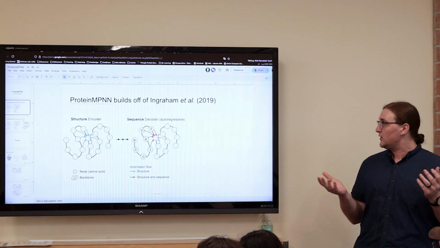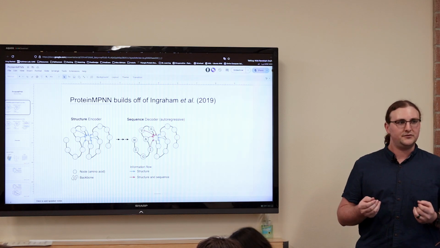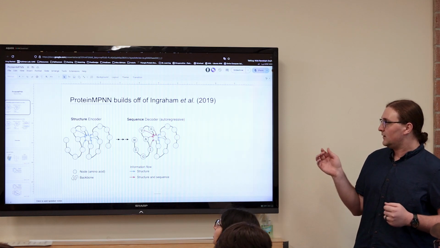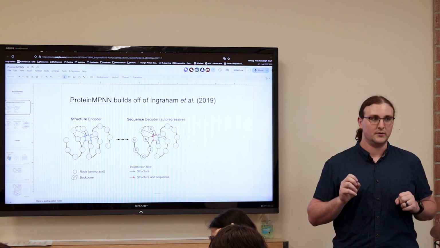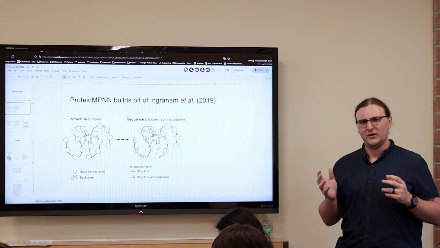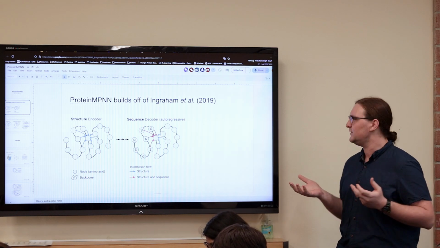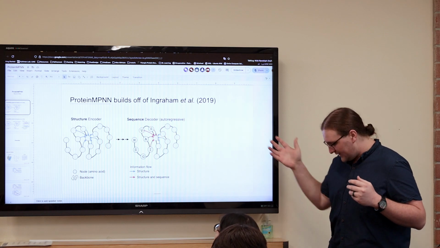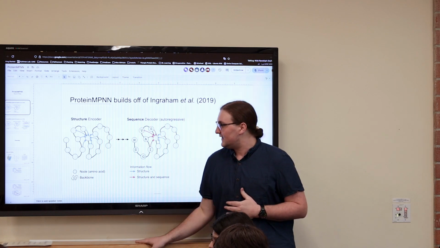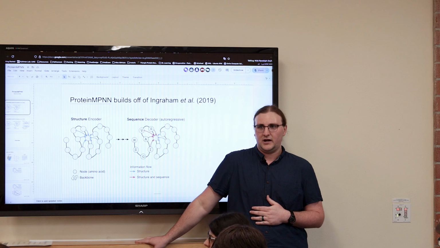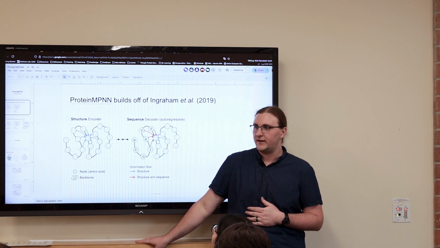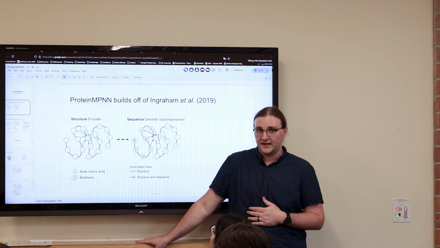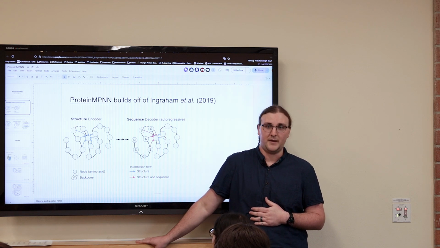ProteinMPNN is a model, a graph neural network, but it really builds upon John Ingraham's work in 2019, where John created what I think people have dubbed the structured transformer, although I don't know if John agrees with that name. It's a graph neural network in the sense that if you think about AlphaFold, every residue talked to every other residue, right? We had the attention mechanism that allowed every residue to connect to each other and pass information back and forth.